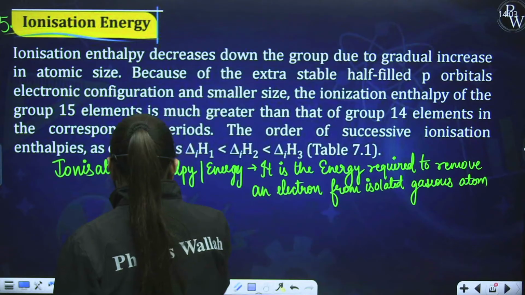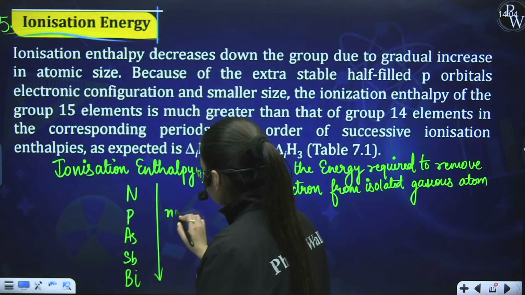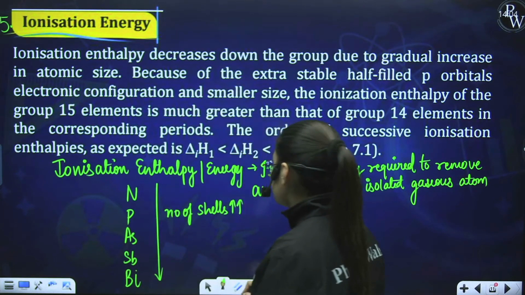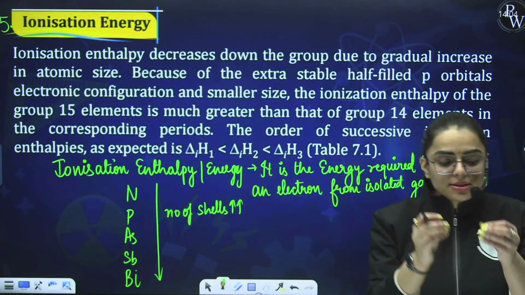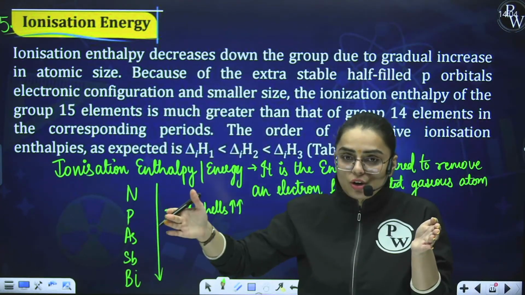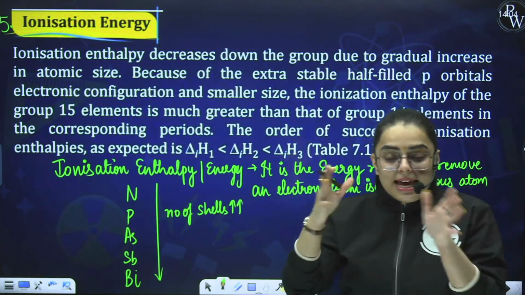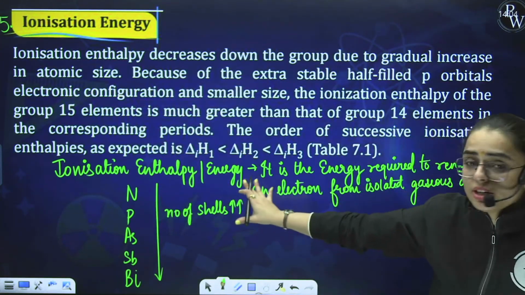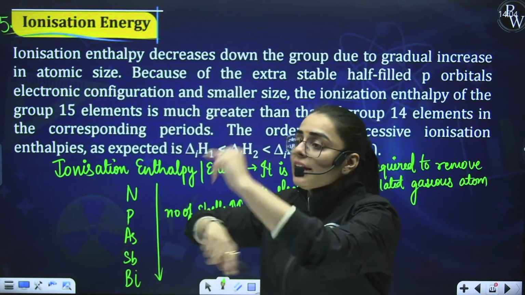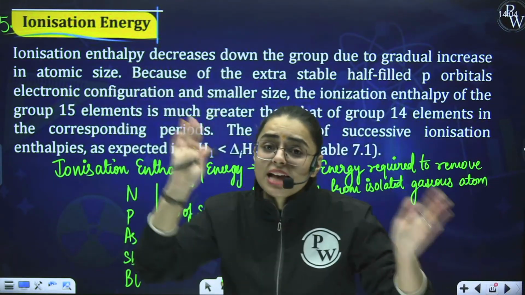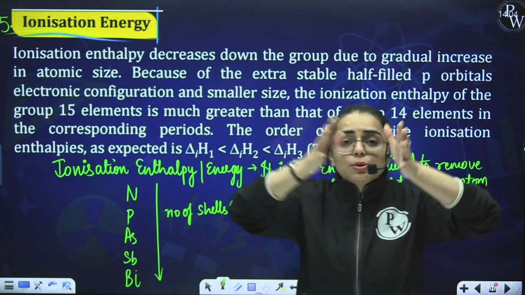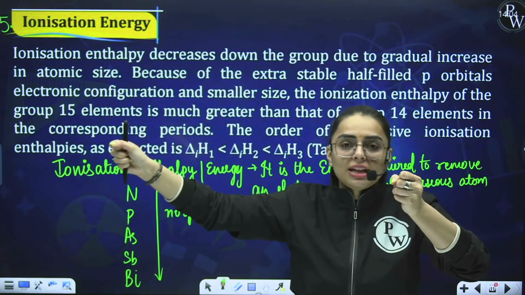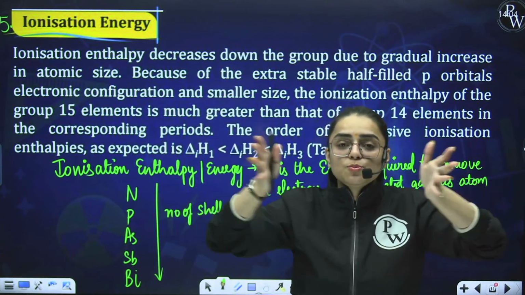See what happens, students. As you move down the group, the number of shells increases, yes? Just tell me yes or no. Yes, ma'am. The number of shells increases. What happens when the number of shells increases? The distance from the nucleus to the outermost electron increases. We have to remove one electron from the outermost shell, that is ionization energy. The energy supplied to the atom so that the electron present in the outermost shell gets removed is ionization energy. As the number of shells increases, the electron is now far from the nucleus. The attraction between the electron and the nucleus is now weak in comparison to the small atom.